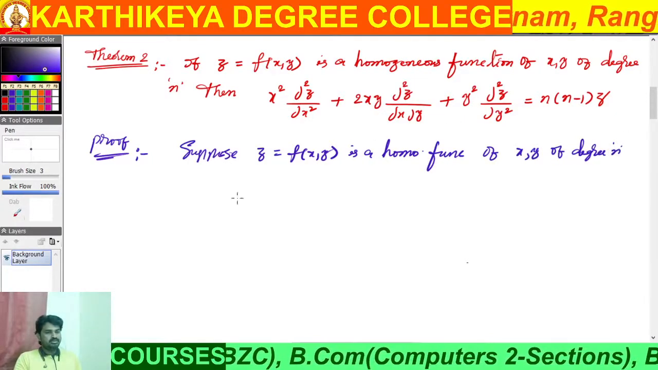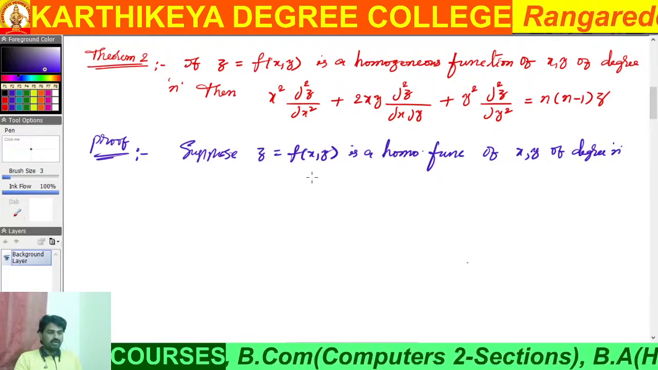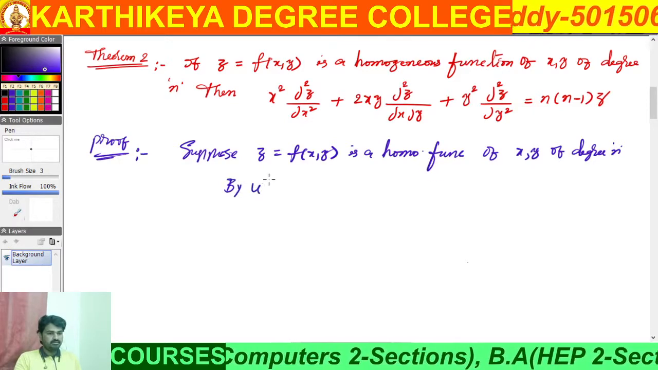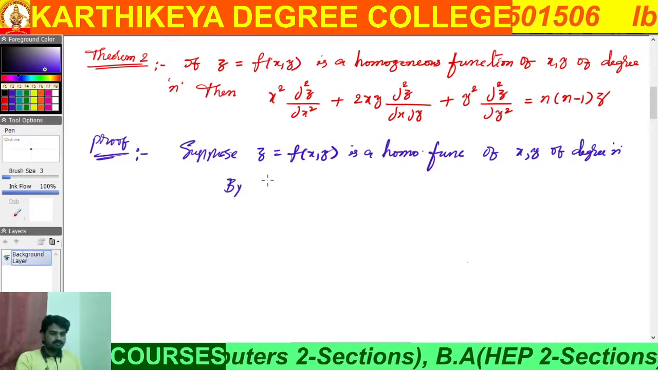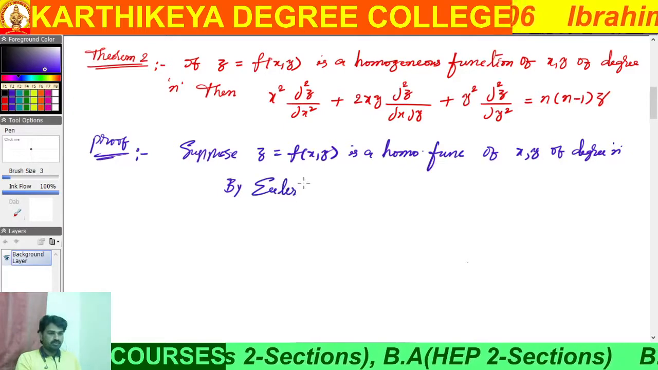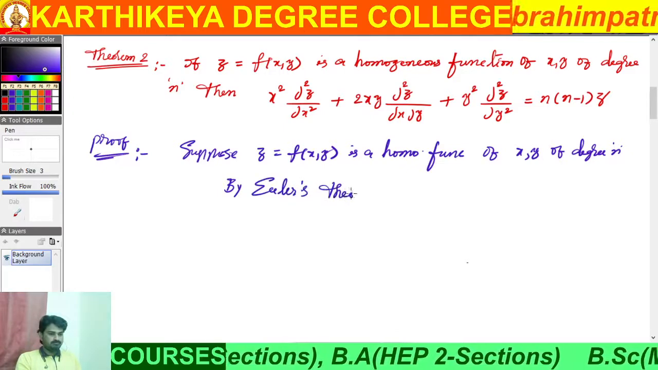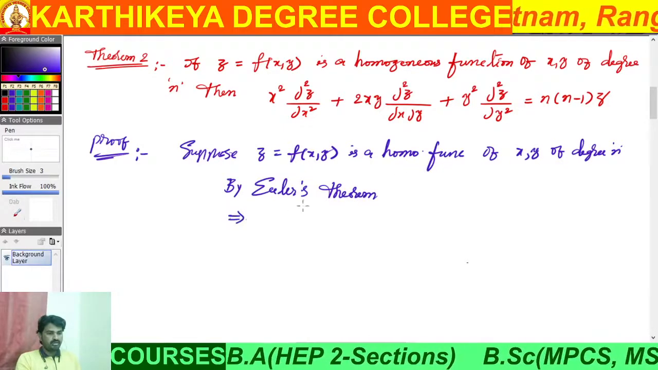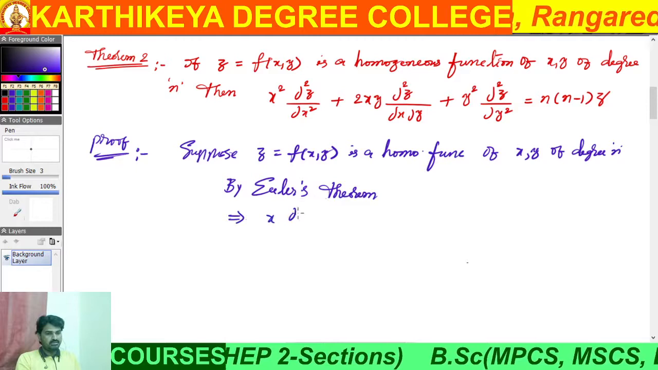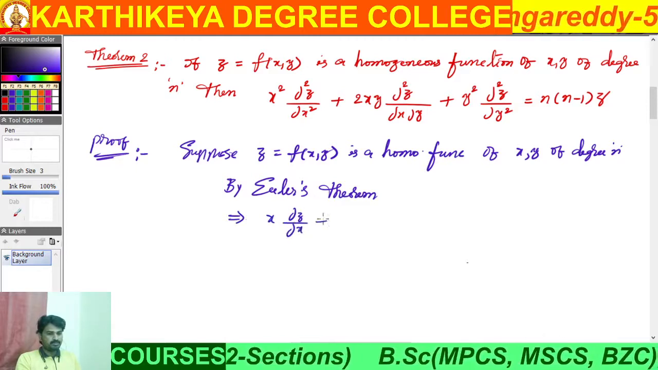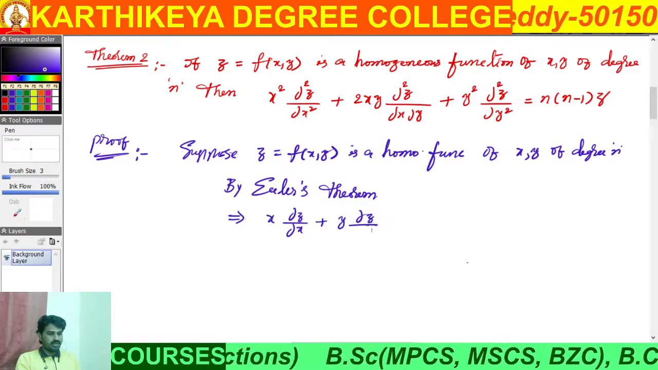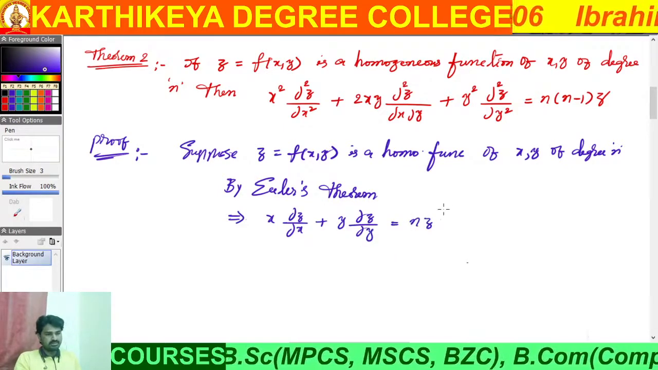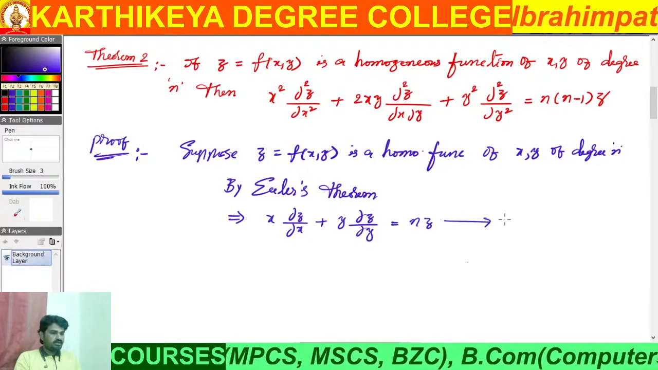Okay, so just now we have explained Euler's theorem. What we say, by Euler's theorem, here the given function is the homogeneous function. Then what you have to write by Euler's theorem, x into dou z by dou x plus y into dou z by dou y is equal to n into z. Okay students, this will be obtained by Euler's theorem.